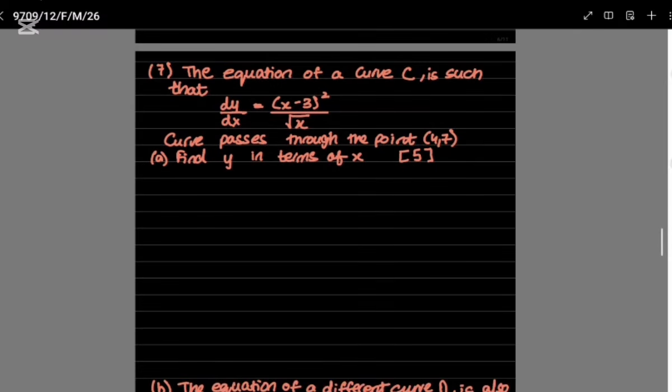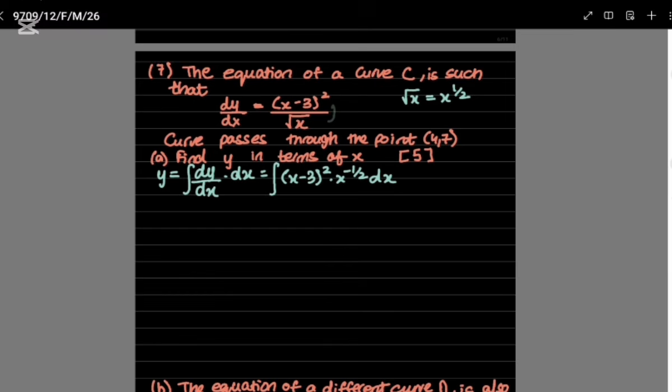Finding y in terms of x just simply means that they want the equation of the curve. They want y, so you integrate dy by dx with respect to x. Now this can be further written as (x minus 3) whole squared times x to the power of minus half dx. Why x to the power of minus half? That's because radical x is simply x to the power of half, but since it was in the denominator and I brought it up, it becomes x to the power of minus half.